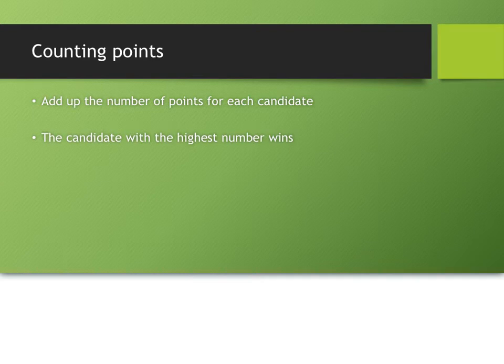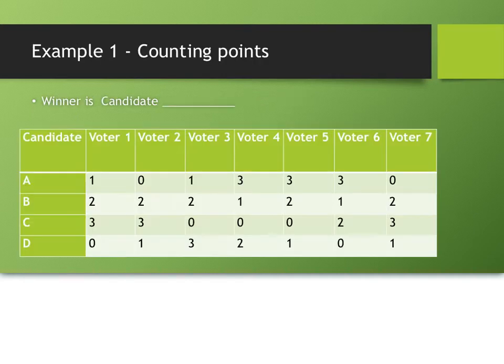All right, the first way to determine a winner in the ranking method is just to add up all the points, okay? And the candidate with the highest number of points wins. So essentially, this is the method of counting points. So let's do that, and you should be able to do this on your own. So push pause on the video and determine who wins in this situation. Here we have 4 candidates and 7 voters.